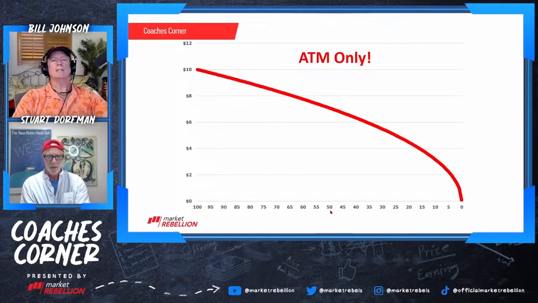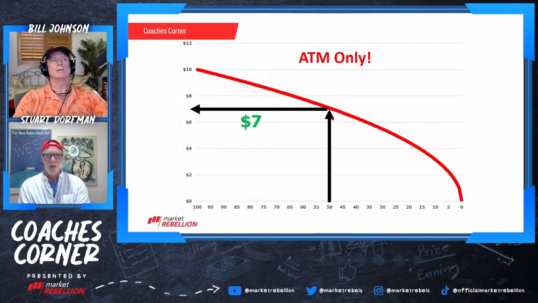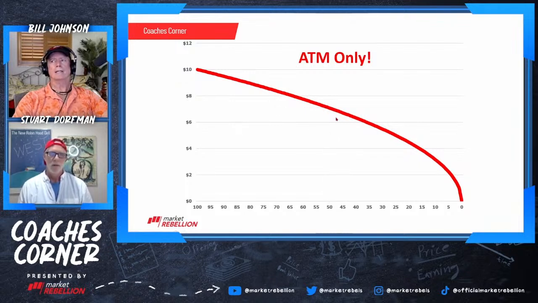After 50 days, assuming the stock stays right there at the money, it's going to be trading for about $7. Which it won't, but we're isolating one thing, of course. Yeah, you're isolating everything. This is just the square root pricing rule in effect.